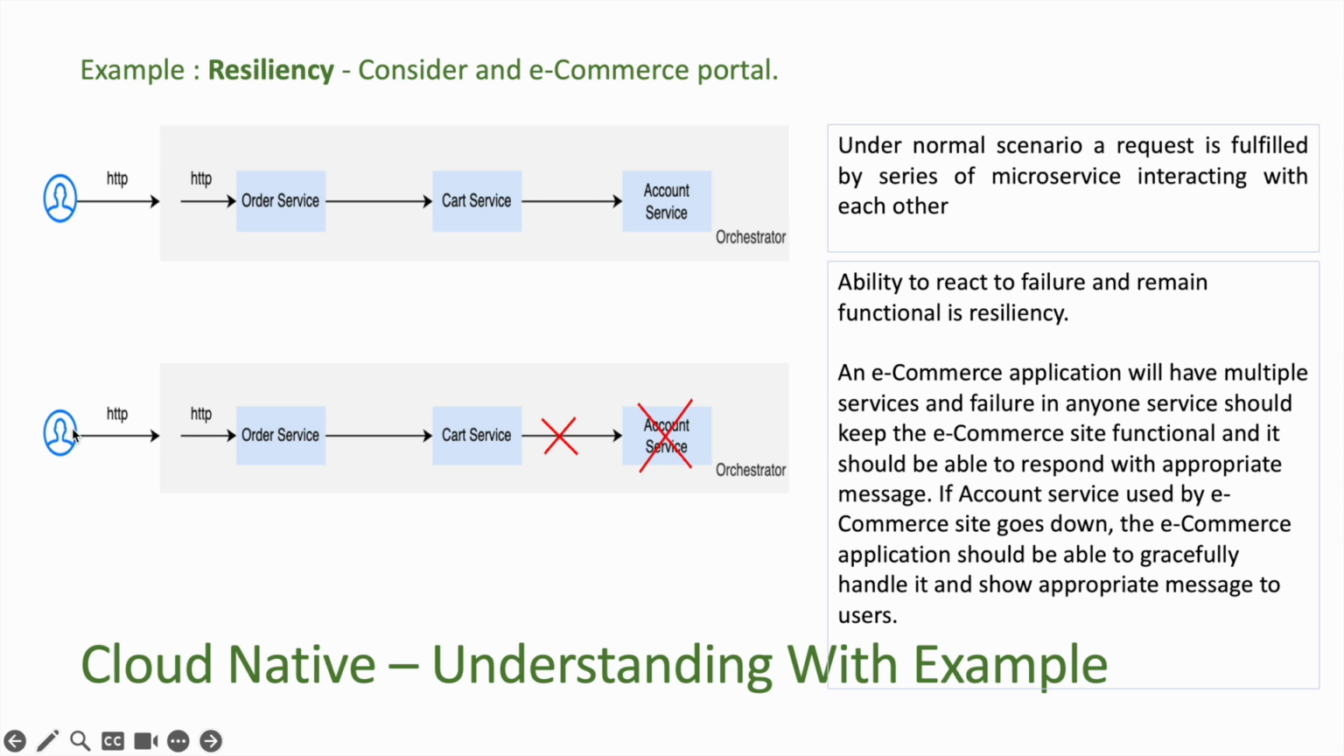This is a user request. It is coming first to the order service and to the cart service, but the cart service sees that the account service is down for some reason. But still, this entire application should be able to handle this request and show an appropriate message to the users. This is what is called resiliency. It is resilient to any failures as such.